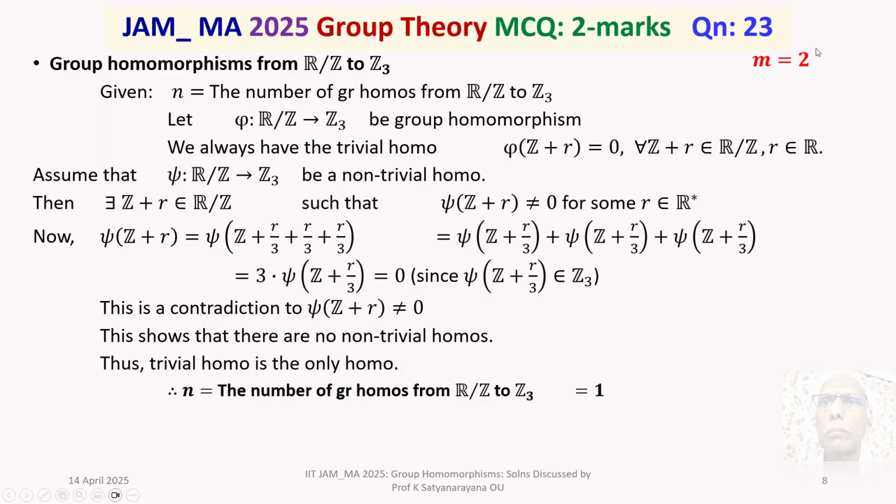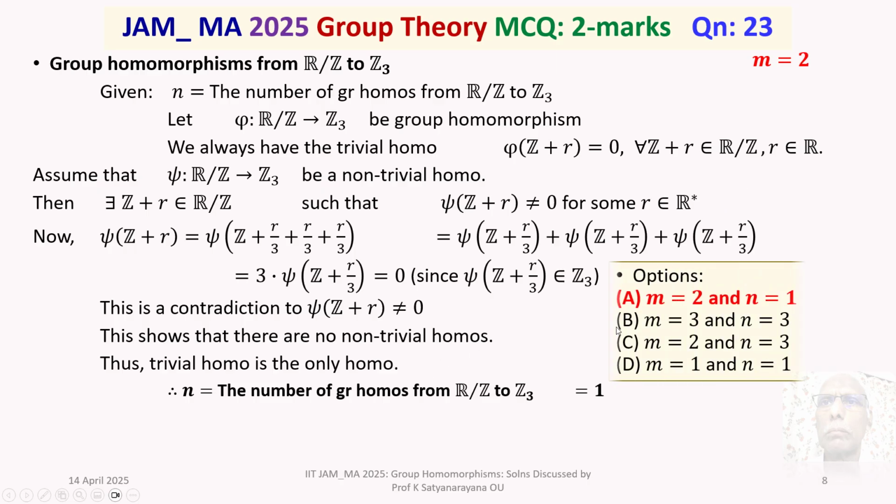We have already seen M is equal to 2. So let's now look at the options. Option A says M is 2, N is equal to 1. That's precisely what we got. So option A is true. The answer to this question is option A. And that is the detailed discussion of the solution of this problem from group theory related to group homomorphisms.